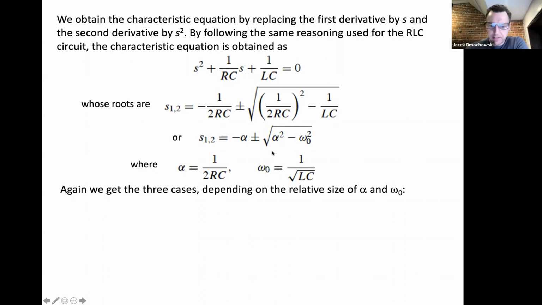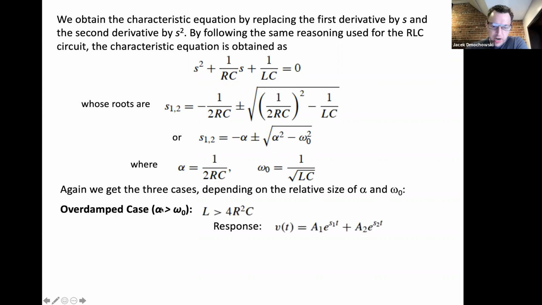And so once again, we have the three cases. When alpha is bigger than omega, you get the overdamped case, where you have two real negative roots. S1 and S2 are the roots of your quadratic equation here. S1 is negative alpha plus the square root of alpha squared minus omega squared, and S2 is equal to negative alpha minus the square root of alpha squared minus omega naught squared.